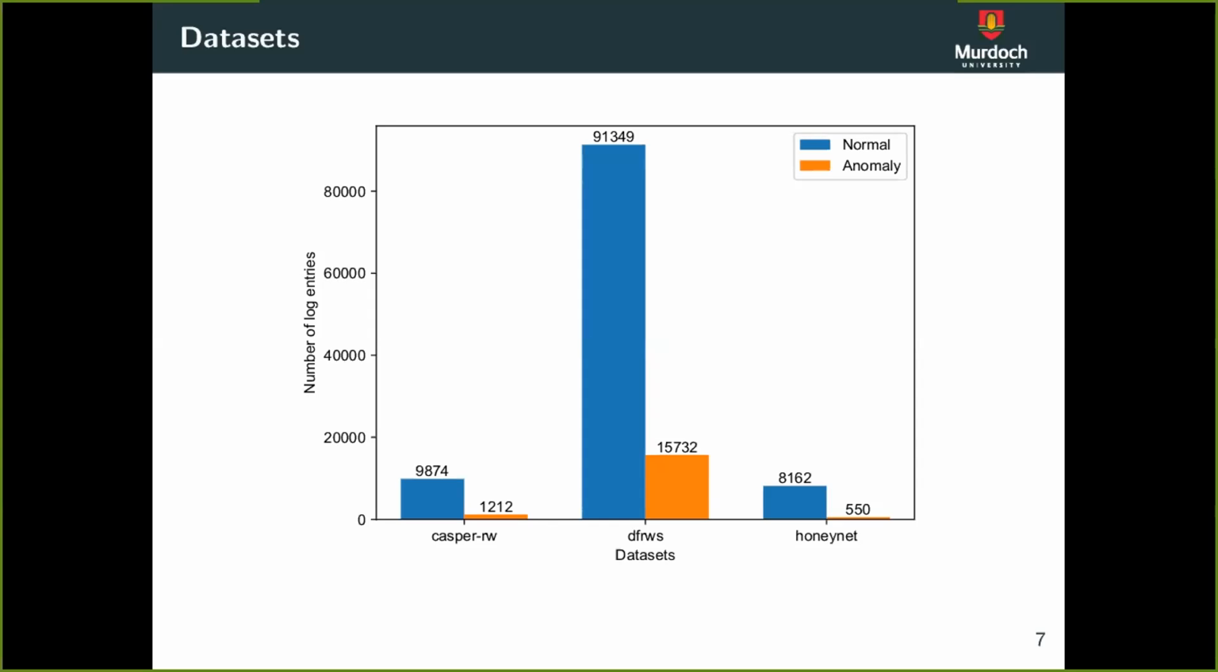Efficiency is a very small number compared to the normal one. So that's why we evaluate class balancing methods in this work.